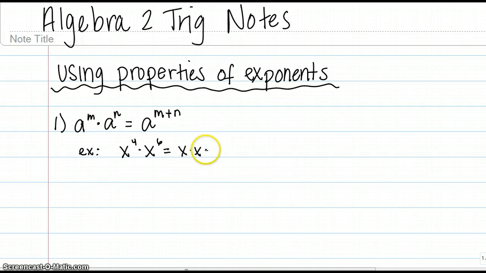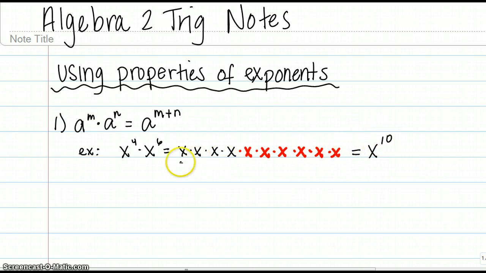So x to the 4th is really like x times x times x times x, and x to the 6th is really 1, 2, 3, 4, 5, 6 x's. So we can write it out in terms of x. And then when I just count how many x's I have, 1, 2, 3, 4, 5, 6, 7, 8, 9, 10. So that does equal x to the 10th. So you don't have to write out each of your terms before you add them. I just wanted to show you how it works. So you can just apply this rule. When you're multiplying two values with the same base, you can add their exponents.